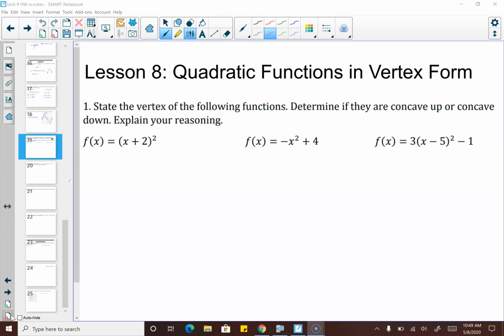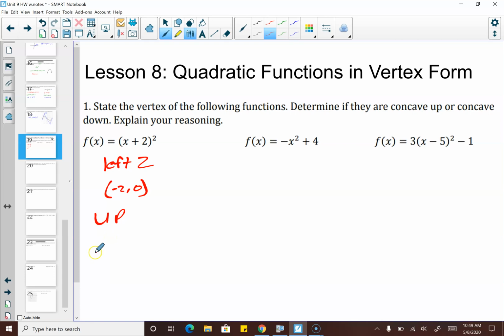For Lesson 8's homework, we're going to continue our work with our quadratic functions in vertex form. So state the vertex of the following functions, determine if they were concave up or down, and explain. So this first one has left 2 movement and no up or down. So if you just go left 2 on a graph, from the origin, you end up at the point -2, 0. And this is going to be concave up, all right?